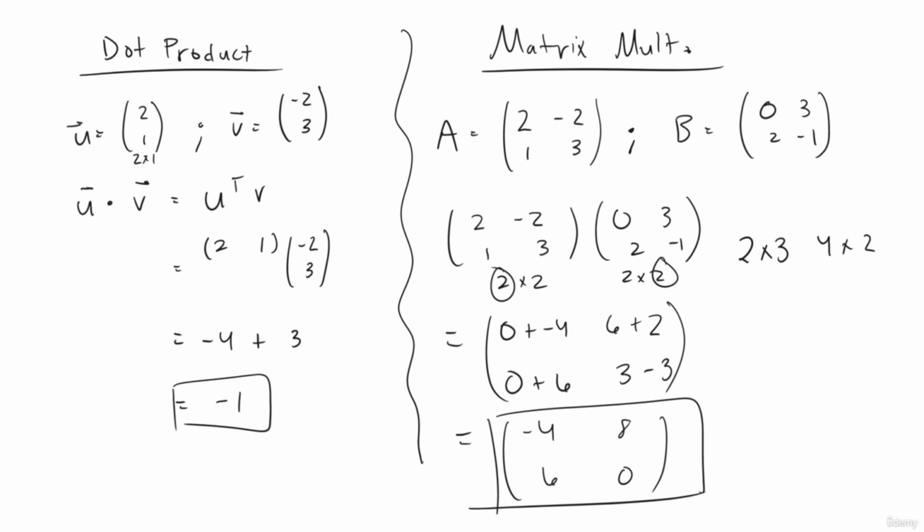And so that's a very important property of matrix multiplication. Always make sure that your dimensions match up. And so that's the dot product, and that is how to multiply two matrices.